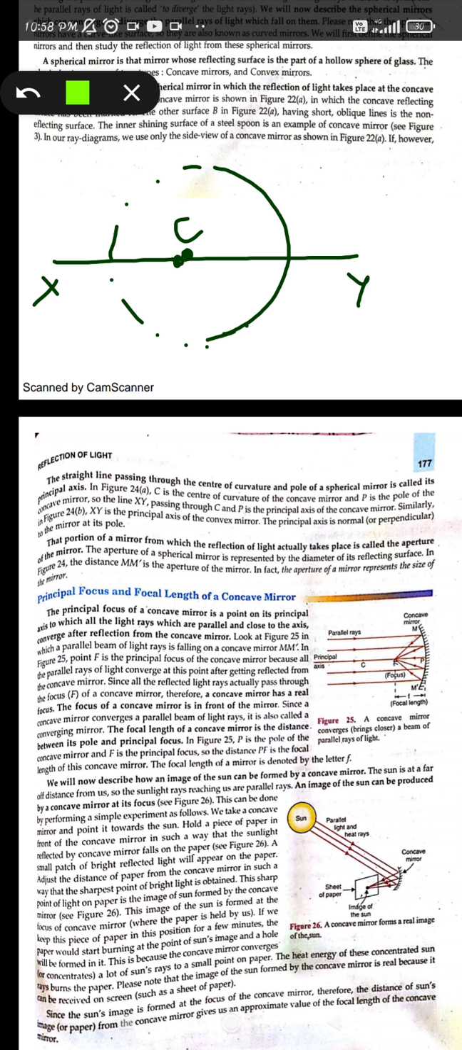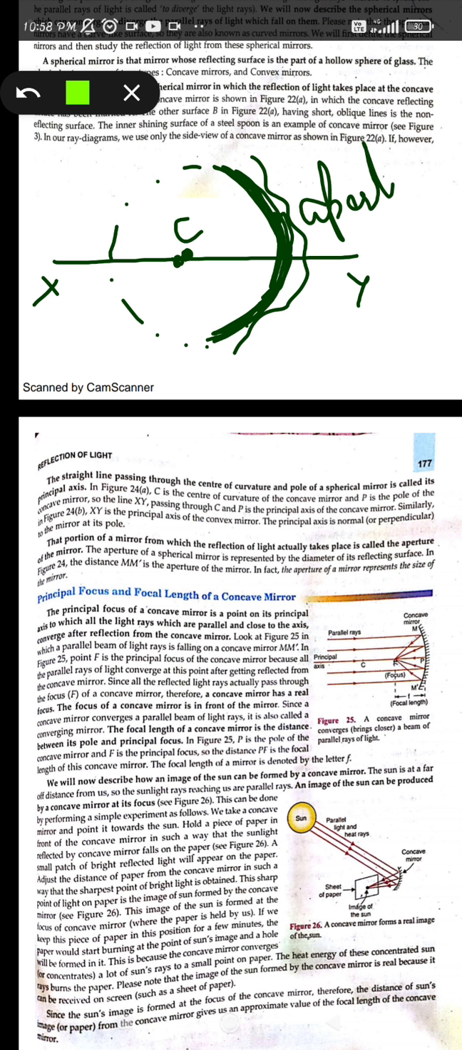So this is a center of curvature, which is shown with the letter C, and this XY is a principal axis. Okay, so we know that this is the reflecting surface, right? This is the reflecting part of the mirror. So the part of the mirror which is going to reflect is said to be the aperture. This is aperture.